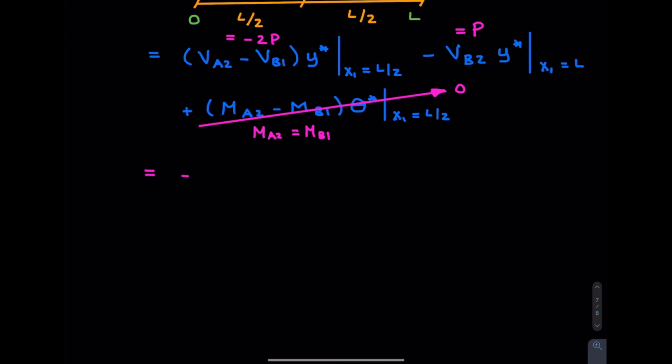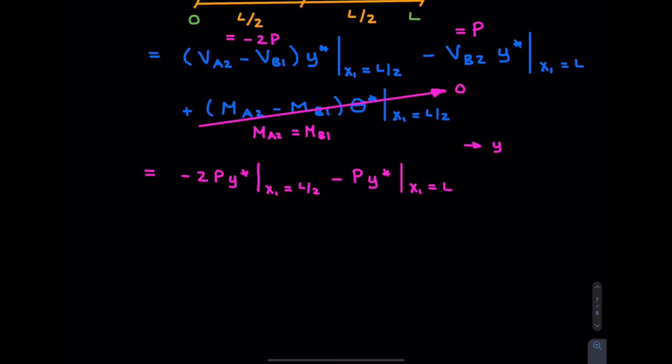I have negative 2p times the virtual displacement y star at x1 is equal to L over 2, and then minus my p times my virtual displacement, y star, at x1 is equal to L. So x1 is equal to L. Now it's looking pretty nice, but it gets even nicer because I'll put a little note up here.